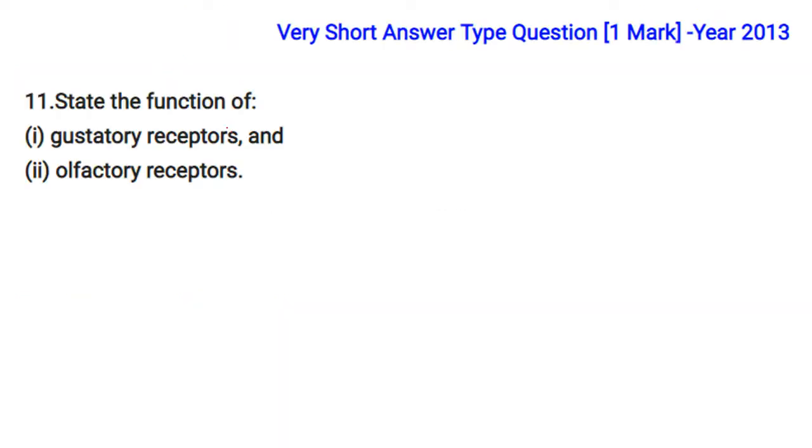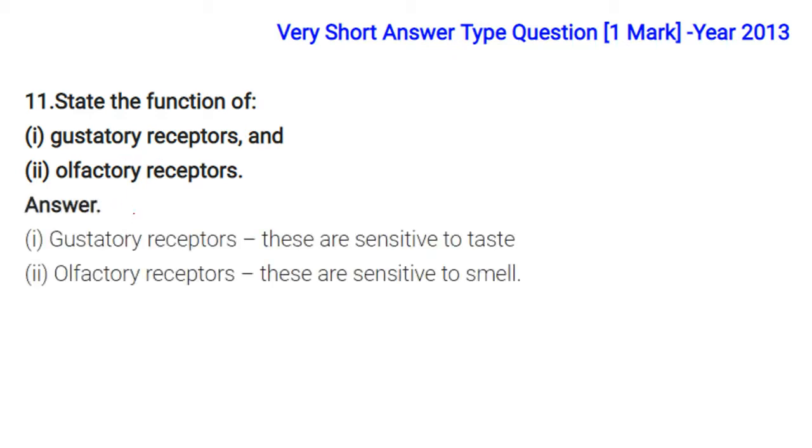State the function of gustatory receptors and olfactory receptors. Gustatory receptors are sensitive to taste, and olfactory receptors are sensitive to smell.